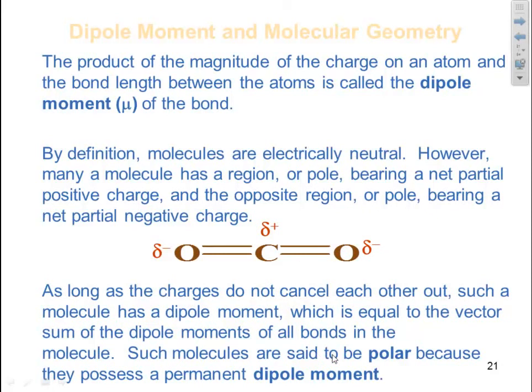We have the oxygens have a slight negative charge and the carbon has a slight positive charge. As long as the charges do not cancel out each other, such a molecule has a dipole moment, which is equal to the vector sum of the dipole moments of all bonds in the molecule. Such molecules are said to be polar because they possess a permanent dipole moment. So we have a dipole moment between the oxygen and carbons on each side. However, if they cancel each other out, then we have no net dipole, okay, and the molecule is nonpolar. If they do not cancel out each other, then we have a net dipole and we have a polar molecule.